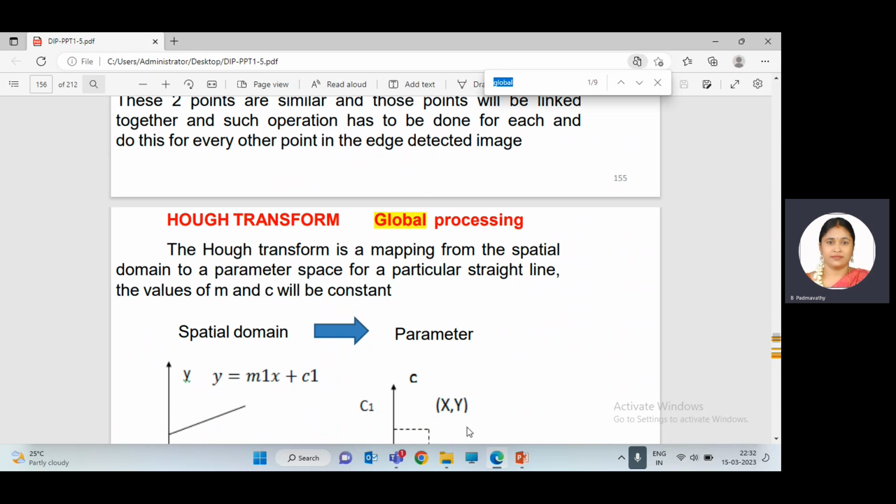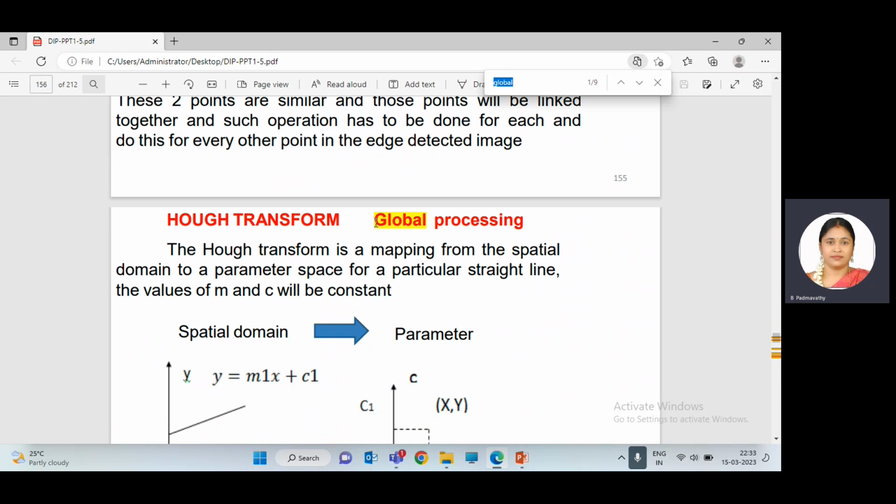We can also calculate using the theta parameter, that is x cos theta plus y sin theta is equal to rho. If it is a horizontal line, the theta value will be 0 and rho will be positive, and it will be the x intercept. If it is a vertical line, the theta value will be 90 and rho is positive, and it is called the y intercept. So these are the various conditions you can apply in global processing using the Hough transform.